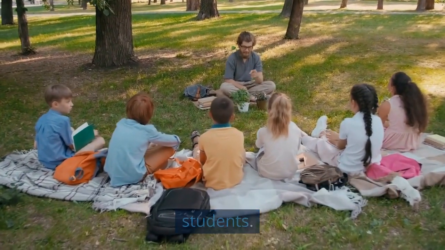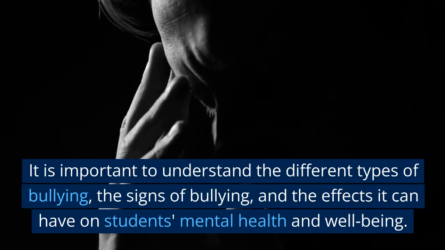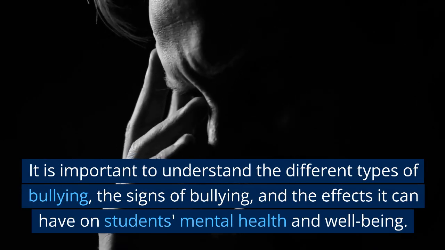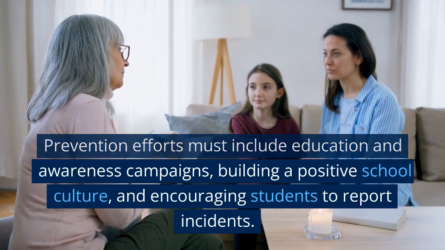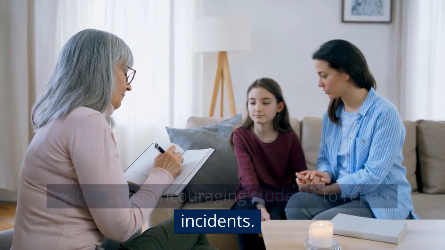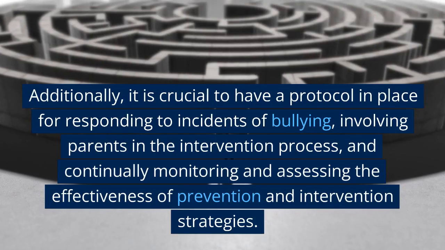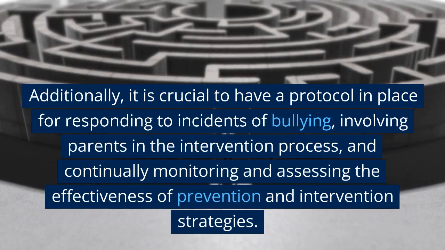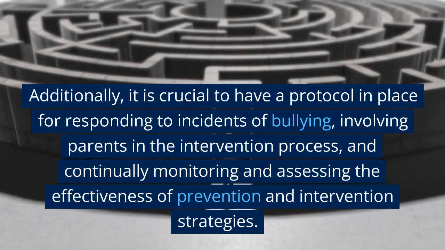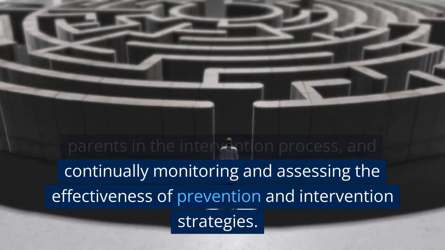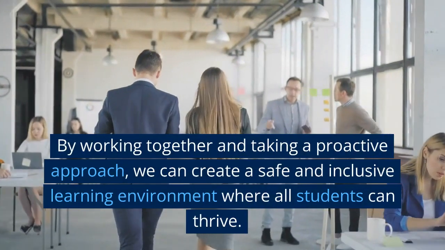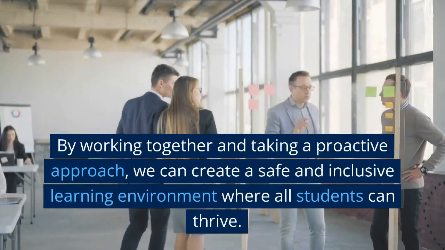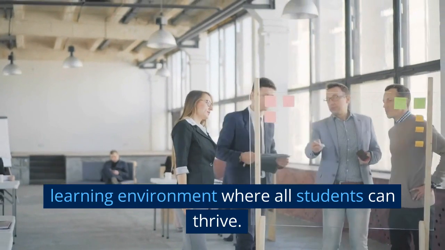It is important to understand the different types of bullying, the signs of bullying, and the effects it can have on students' mental health and well-being. Prevention efforts must include education and awareness campaigns, building a positive school culture, and encouraging students to report incidents. Additionally, it is crucial to have a protocol in place for responding to incidents of bullying, involving parents in the intervention process, and continually monitoring and assessing the effectiveness of prevention and intervention strategies. By working together and taking a proactive approach, we can create a safe and inclusive learning environment where all students can thrive.